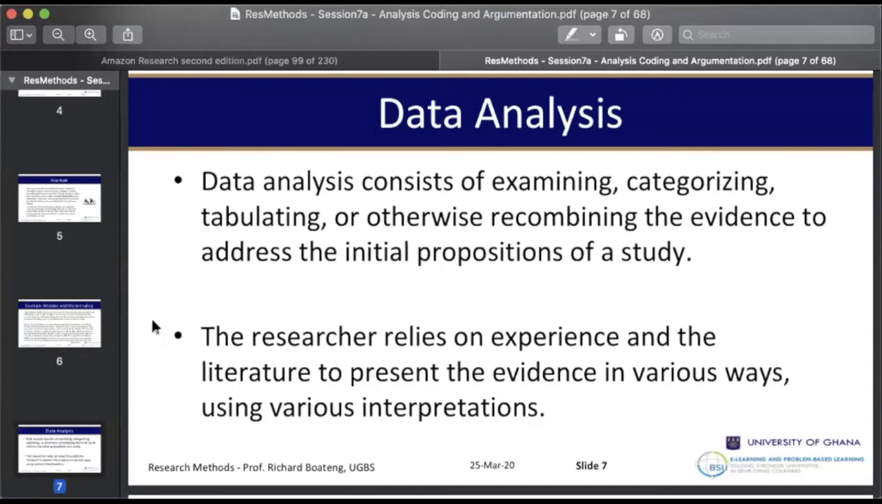Critical realism combines the two approaches. It keeps on going forward and back. So that one was more of a reproductive approach.